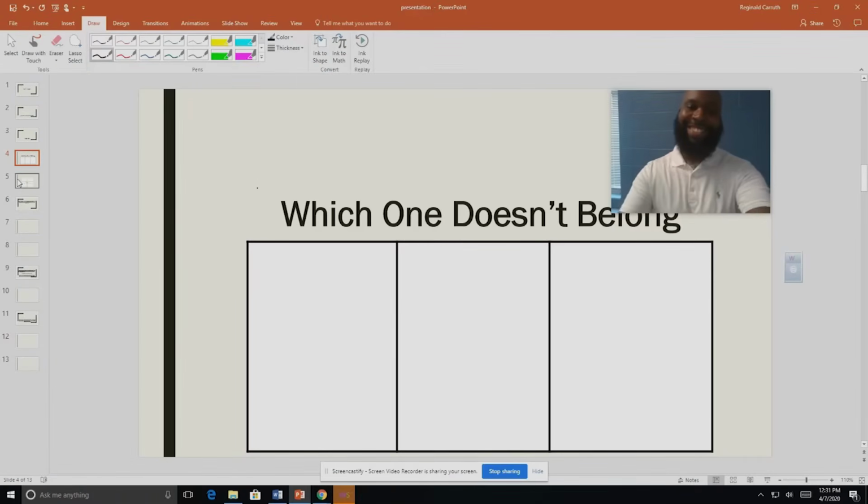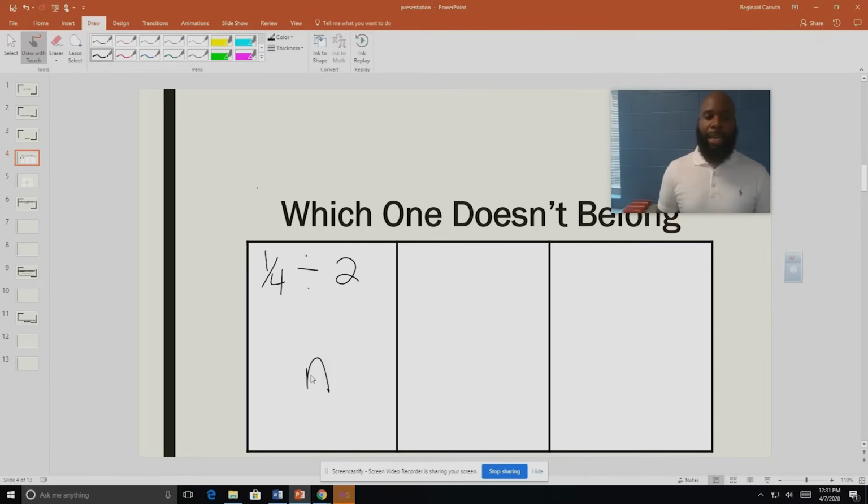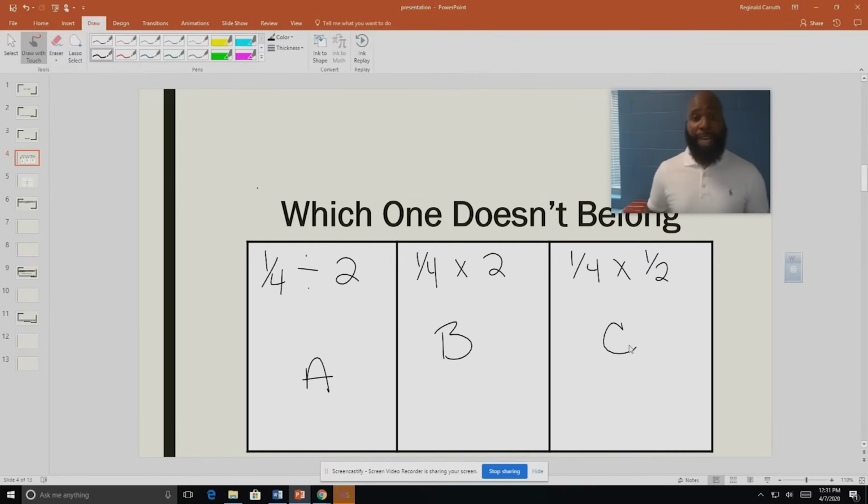Okay, let's begin. You ready? So I want to know again, which expression does not belong? So this is going to be 1/4 divided by 2. And I'm going to label this box A. This one will be 1/4 times 2. And I'm going to label this one box B. And this one will be 1/4 times 1/2. And I'm going to label this one C. I'm going to give you some time. I want to know which one of these does not belong.